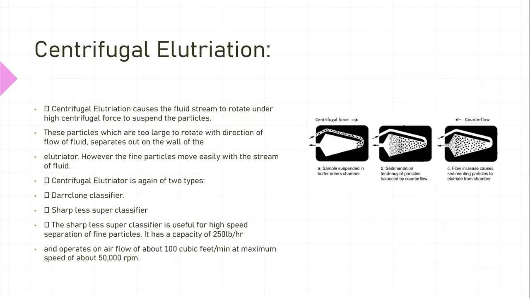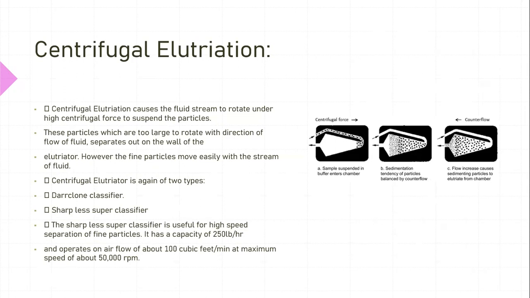These particles, which are too large to rotate with the direction of the fluid, separate out on the wall. The bigger particles will start separating first in the elutriator. However, the fine particles move easily with the stream of fluid. The finer particle will move with the stream of air and come out from the chamber first, and then the bigger particle will come. In gravitational, you will get the bigger particle first and the smaller particles later.